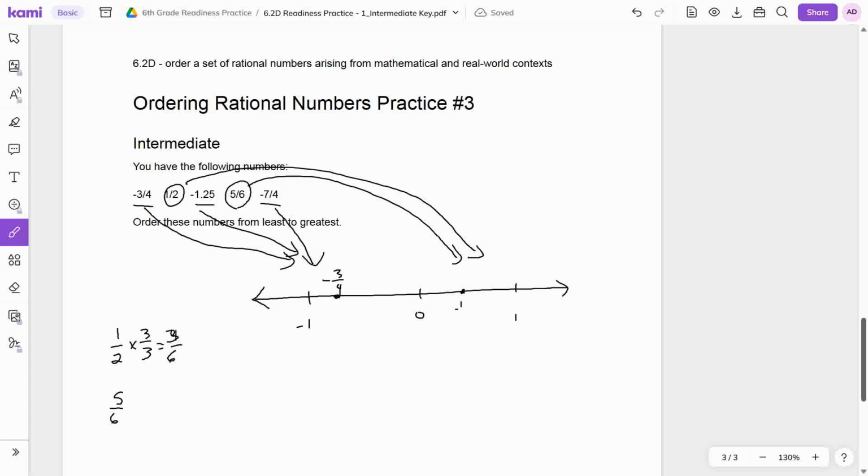So 3/6, 5/6, I know my 1/2 is going to be less. So I'm going to call this 1/2. I'm going to call this 5/6. It's really close to 1. 6/6 is the whole thing. So those two are done.